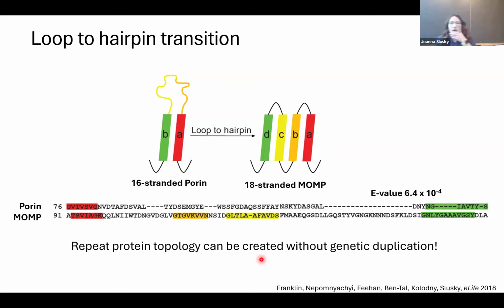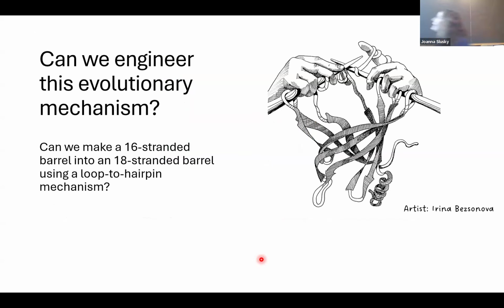And so that made us think, hey, can repeat protein topology be created without genetic duplication? And might that be a feature of the membrane enforcing this kind of fold, just like it seems to be enforcing this fold when it comes to convergent evolution? So we said, hey, can we engineer this? Can we do protein design? And can we make this 16-stranded barrel into an 18-stranded barrel using a loop to hairpin mechanism?